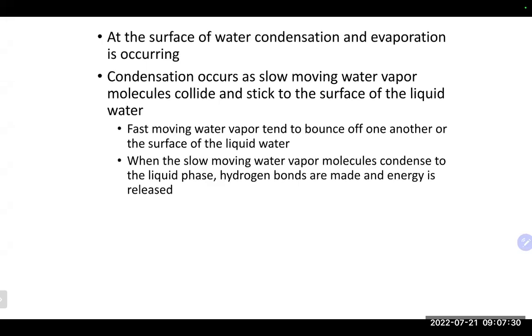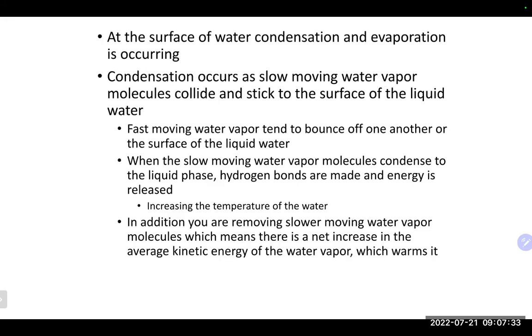Now, at the surface of the water, condensation and evaporation is occurring. Condensation occurs when, again, those slower moving water molecules collide, they stick together, and they fall into the liquid. Fast moving water vapor tends to bounce off one another at the surface, but when those slow moving water molecules that don't have a lot of energy start to clump, you're removing those slower moving water vapor molecules, which means that you are increasing the kinetic energy of the water vapor, and it starts to warm. So condensation is a warming process, and you can feel that as well.